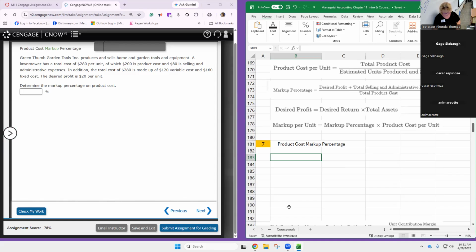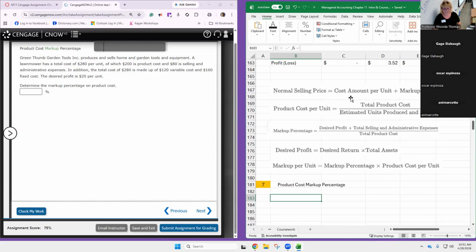So what we want to do, and there's a couple of formulas up here: there's the normal selling price, the product cost per unit, the markup percentage, the desired profit. They talked about a desired profit. There's also the markup per unit. So here's how we're going to work on this. We're going to divide the desired profit.